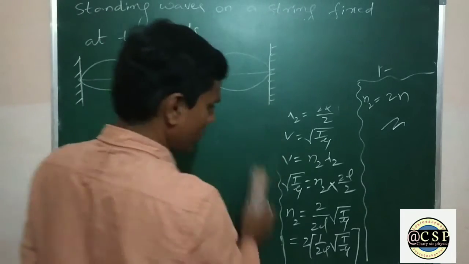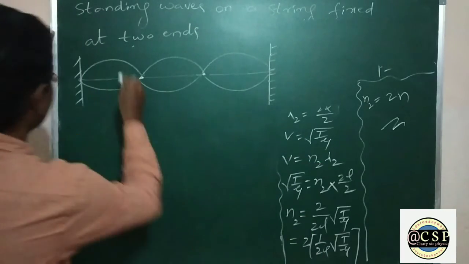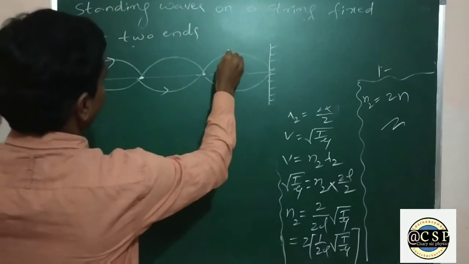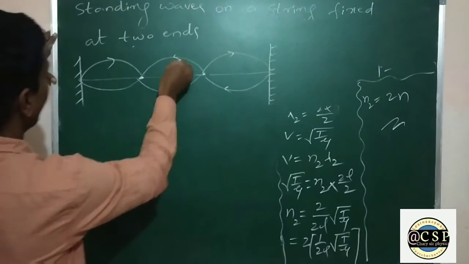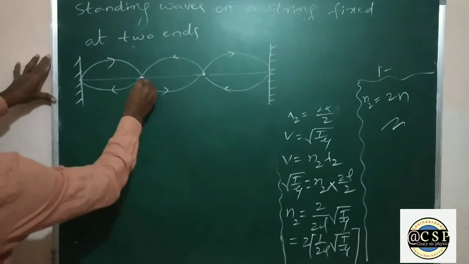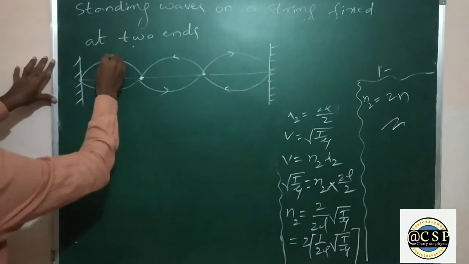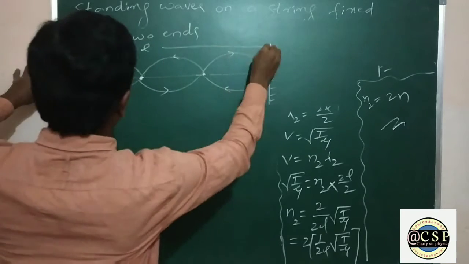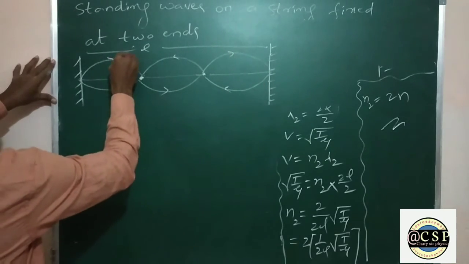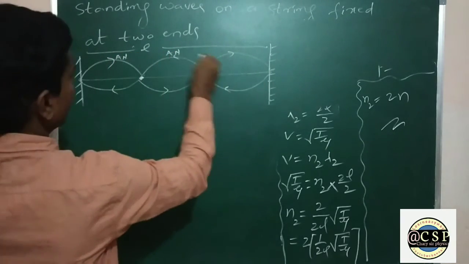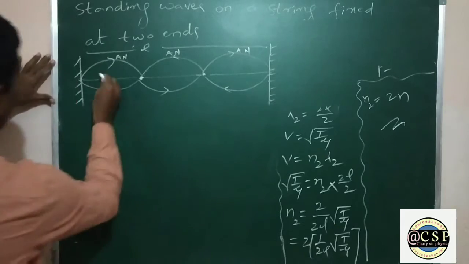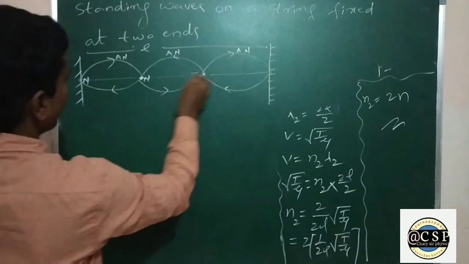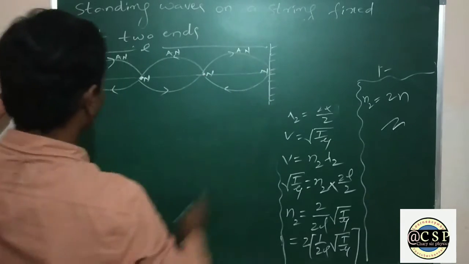The third harmonic is formed between the two ends, and the wave is traveling like this and coming in the backward direction. After superposition, the waves are formed here, and its length is L from here to here. This is an antinode, this is an antinode, and this is also an antinode. Here are the nodes.